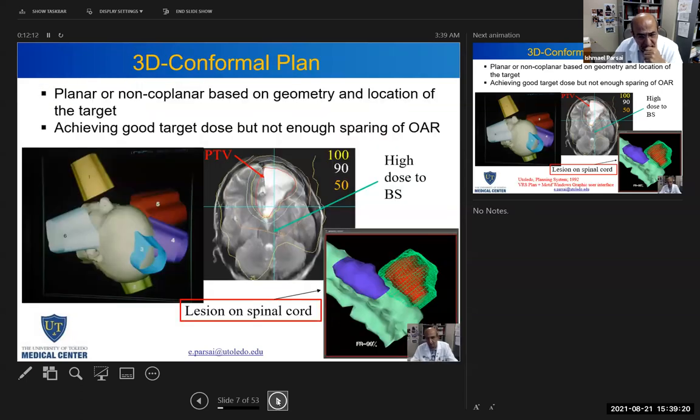The 3D conformal therapy didn't have to be coplanar. As you can see, this is a plan I personally did many, many years ago, and it's a non-coplanar plan. The tumor is at the left frontal brain of this patient, and the PTV is shown in red. As you can see, the 100% isodose line, in yellow, is covering the entire PTV.